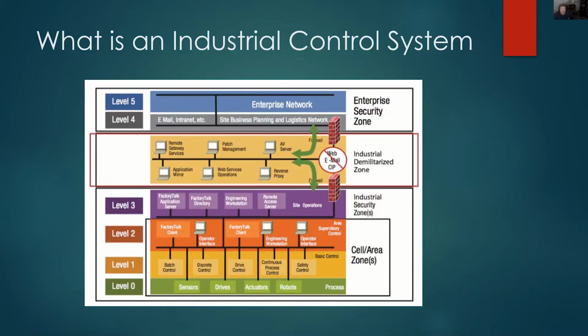The industrial demilitarized zone that you see on there, that's commonly called layer 3.5. That's been kind of added over the years, and it used to be that there was basically an air gap there. Now it's a demilitarized zone, and that allows you to share services back and forth between the industrial side and the corporate side.